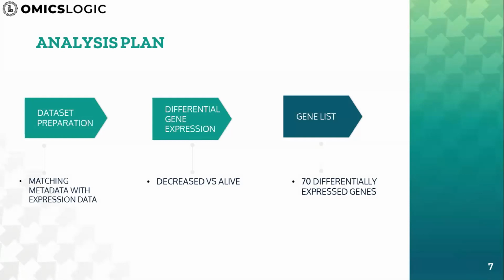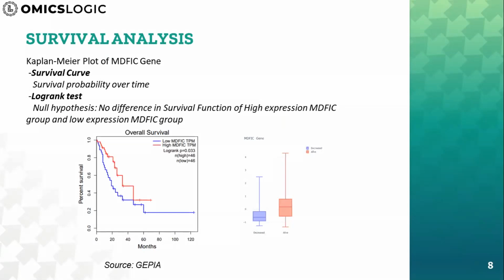Here is the analysis plan for carrying out objective one. I started by preparing my data set, matching my metadata with the expression data. Then I performed the differential gene expression. I categorized my data into two groups, the deceased versus the alive. As a result, I got 70 differentially expressed genes with a p adjusted value of less than 0.05 and a log fold change of negative or positive 1.5.